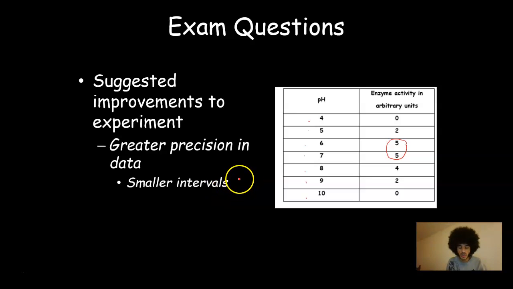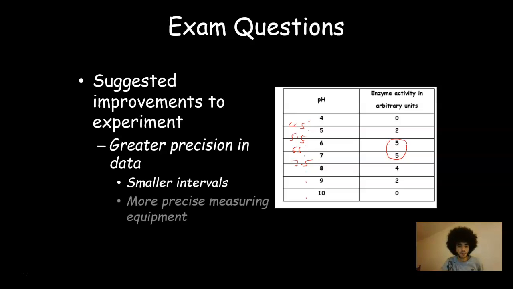So instead of going up in values of 1, I could go up in values of 0.5. So I'd also get a reading at 4.5, 5.5, 6.5, and so on. And that will give me a bit more information as to what the optimum pH of that enzyme is. I would also use more precise measuring equipment.